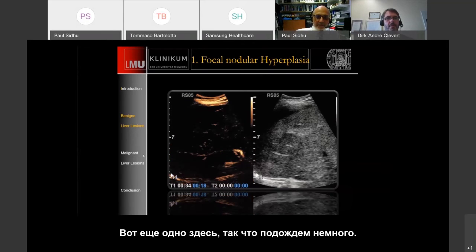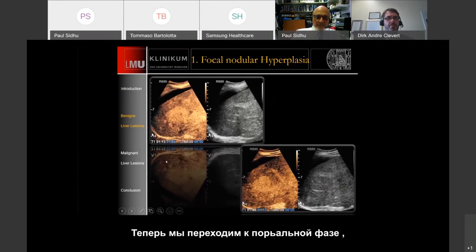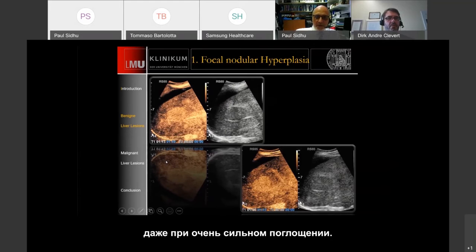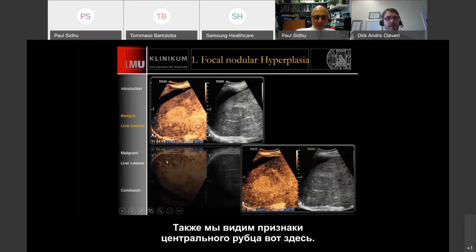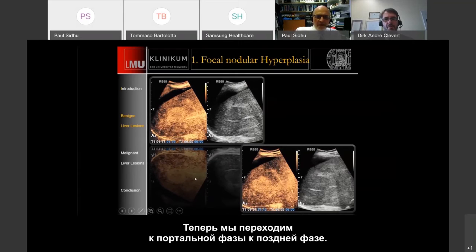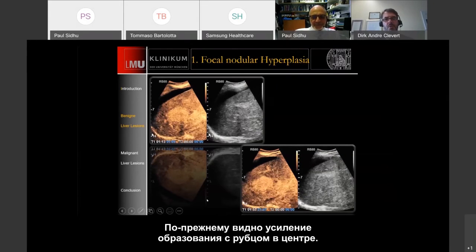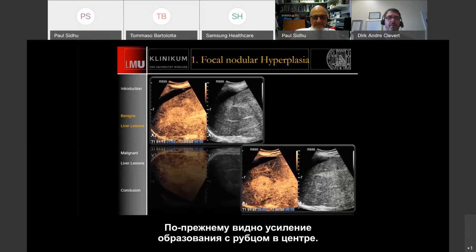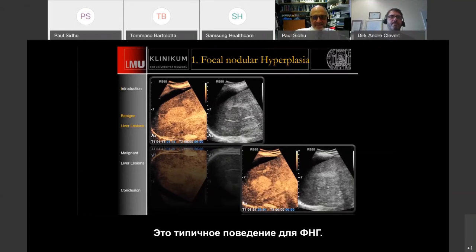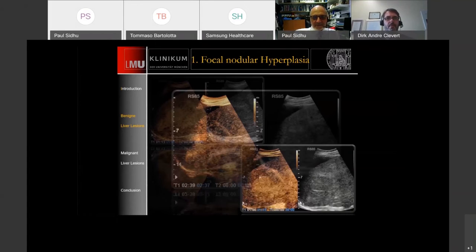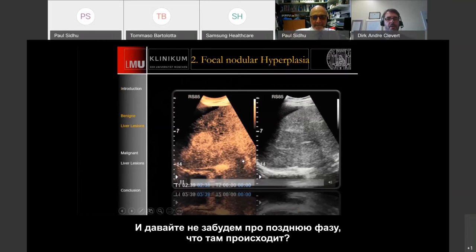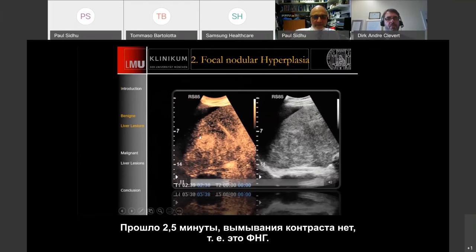So we wait a little bit. Now we switch to the portovenous phase. Even a very strong uptake. Also, we see the sign of a central scar there. Then we switch to the portovenous phase and late phase, still hyper-enhancing in this lesion with a central scar. So typical behavior for an FNH. Also here, don't forget to look at the late phase. Still, after 2.5 minutes, no washout, so FNH.